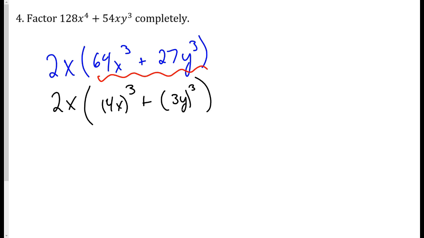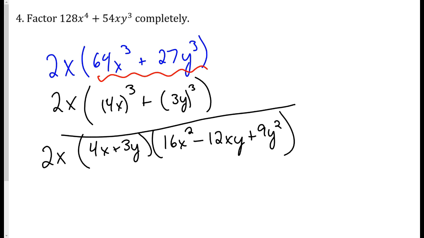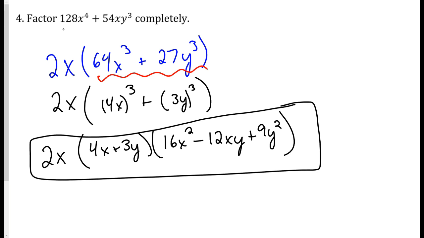How do I factor the sum of perfect cubes? Well, that 2x is coming along for the ride. I get 4x plus 3y, and then I get the first term squared, so 16x squared, minus their product, so minus 12xy, plus the second term squared, 9y squared. And that is equivalent to our original expression here.